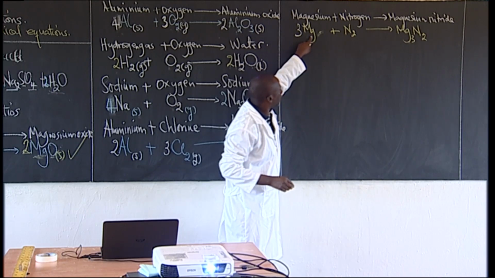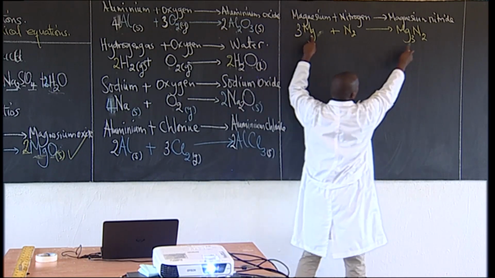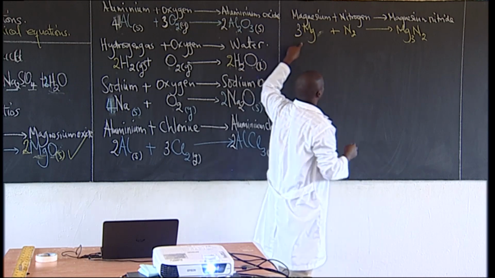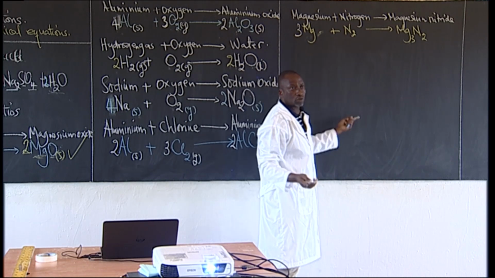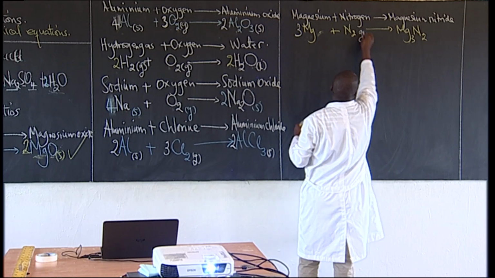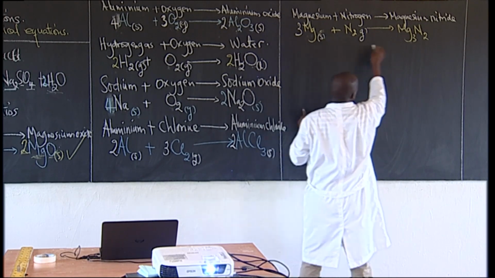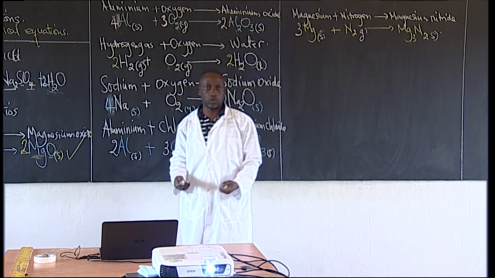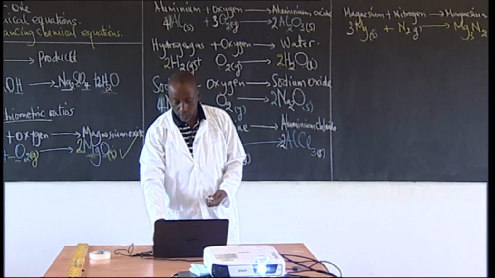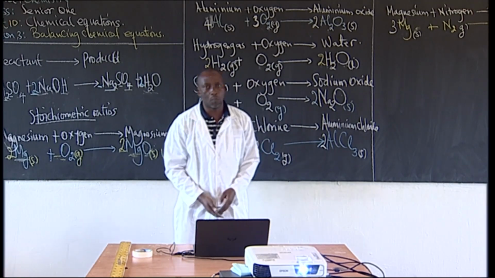Now after making the magnesium 3, how many nitrogen atoms are there? There are 2. How many nitrogen atoms here? There are also 2. So this is a gas, this is a solid, this is a solid. So you have balanced the reaction. That is very simple. So let's go to the homework.